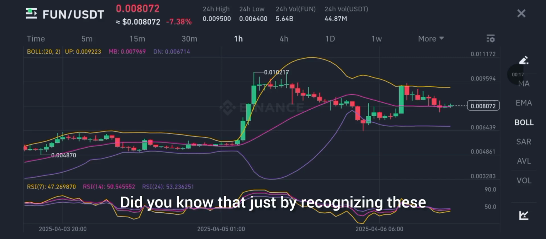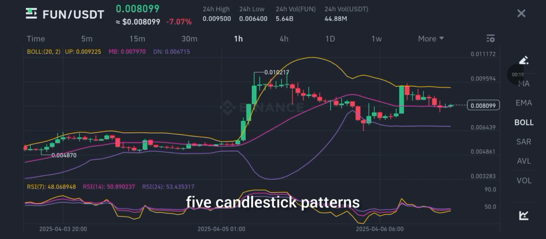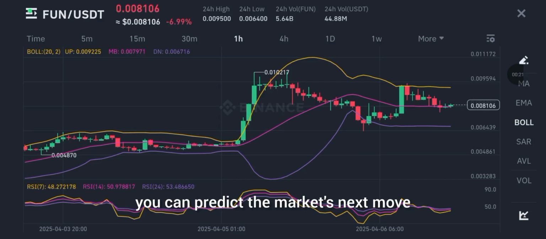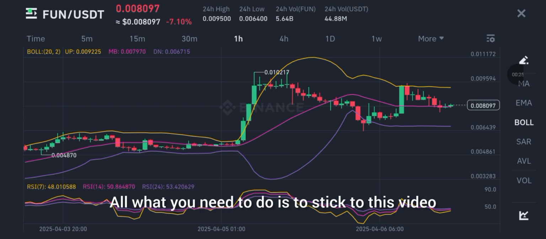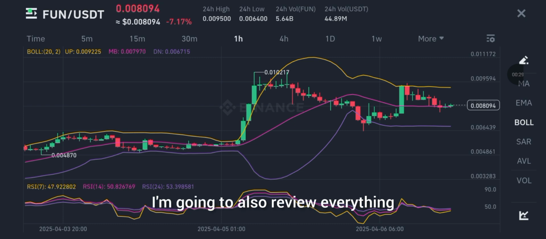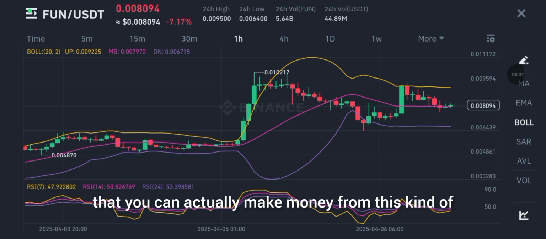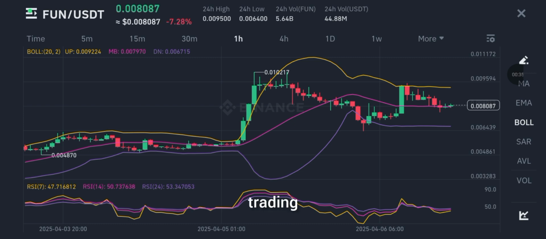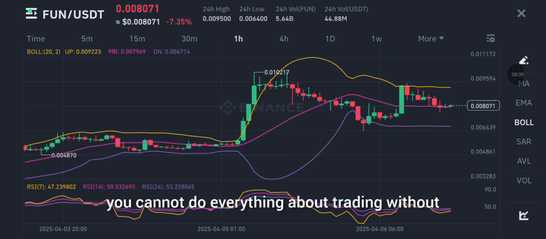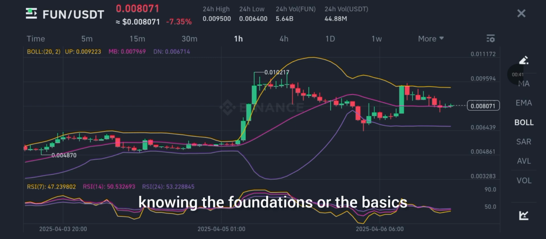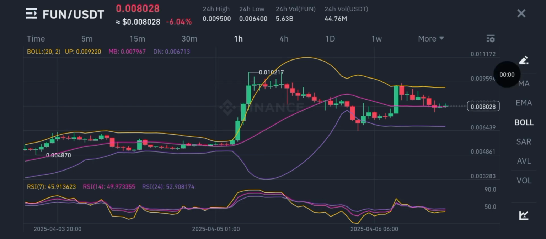Did you know that just by recognizing these five candlestick patterns, you can predict the market's next move and make profitable trades? All you need to do is stick to this video, because I'm going to explain and review everything, so that you can actually make money from this kind of trading. You cannot know everything about trading without knowing the foundations or the basics.